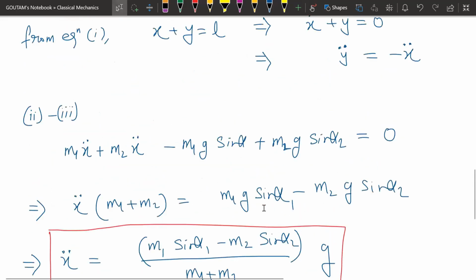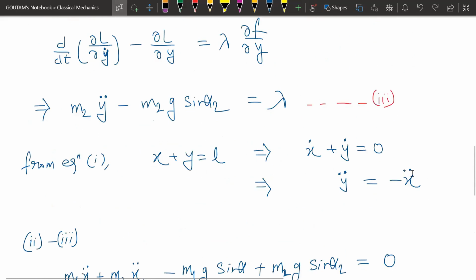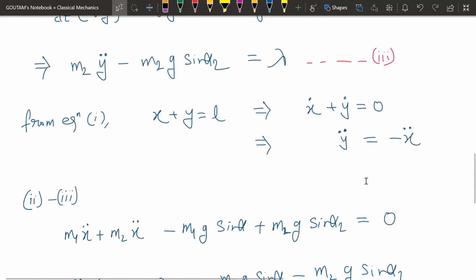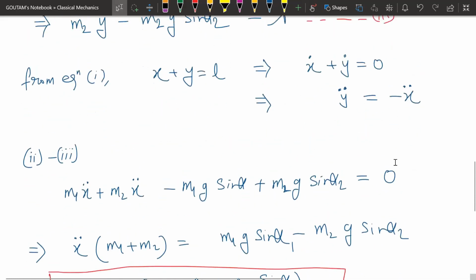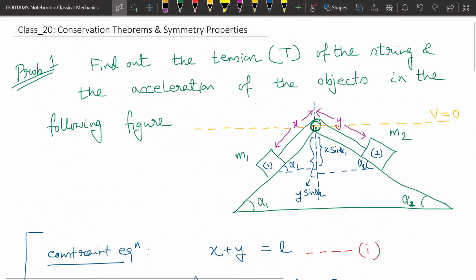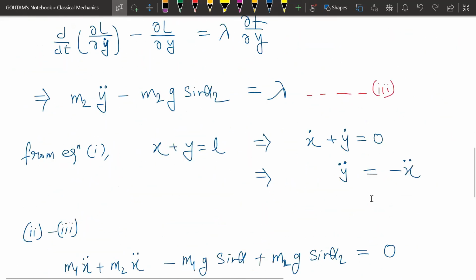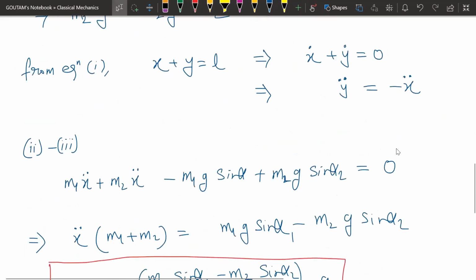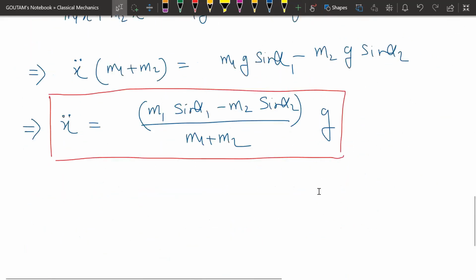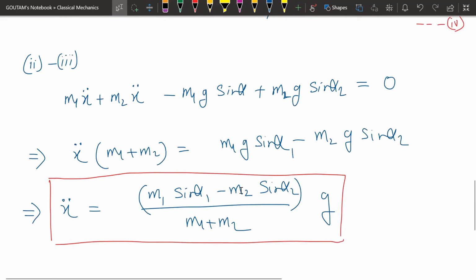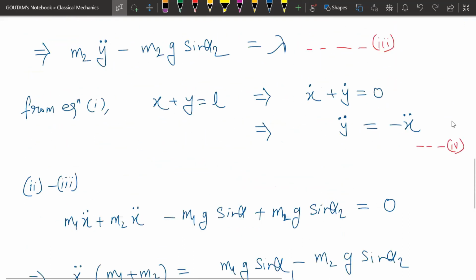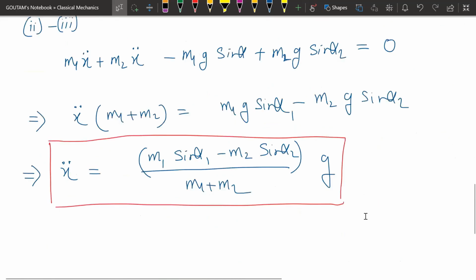If you want to find the acceleration of the second object, just put the value of x double dot here. You will get the y double dot. So it will just be the minus of this. That means if m1 goes downward, m2 will go upward. That's the meaning of this negative sign. So let's call it equation 4. And this is the expression of acceleration for the first object. For the second object, you can put it here and easily get the value.